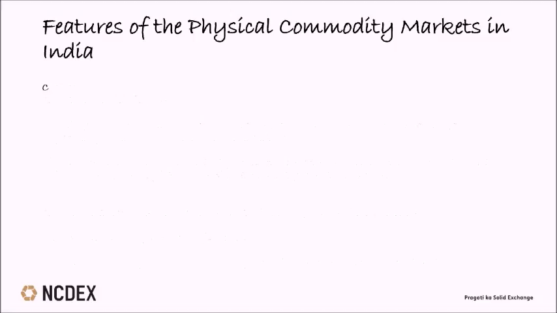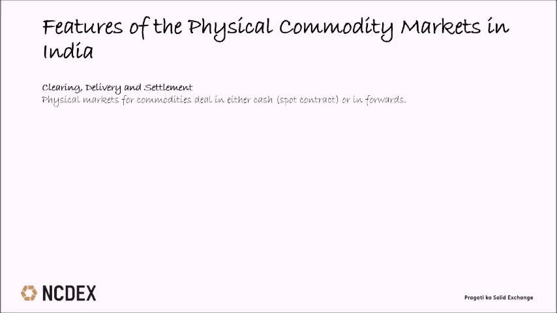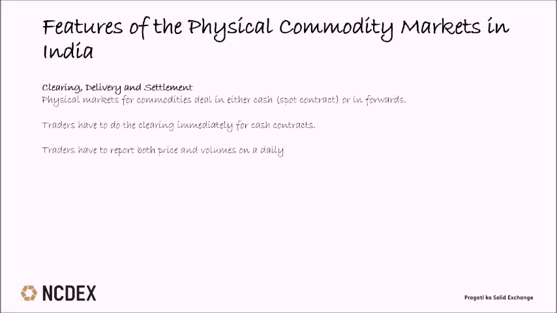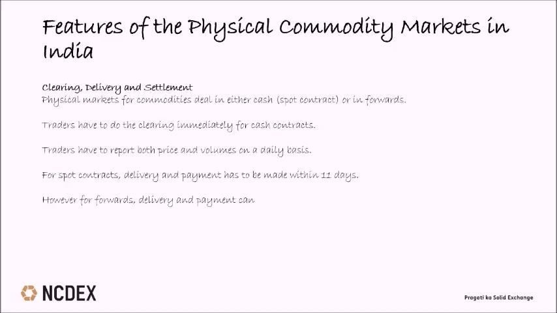Now let's understand the clearing, delivery, and settlement. Physical markets for commodities deal in either cash, spot contract, or in forwards. Traders have to do the clearing immediately for cash contracts. Traders have to report both price and volumes on a daily basis. For spot contracts, delivery and payment has to be made within 11 working days. However, for forwards, delivery and payment can take place even after 11 working days.